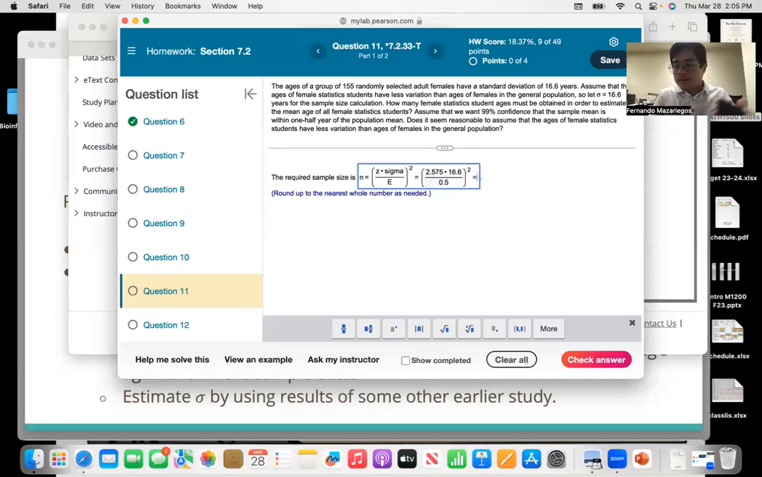So we calculate this: 2.575 times 16.6, over 0.5, squared. And remember, we always round up to the nearest whole number as needed. So this is 7,309.